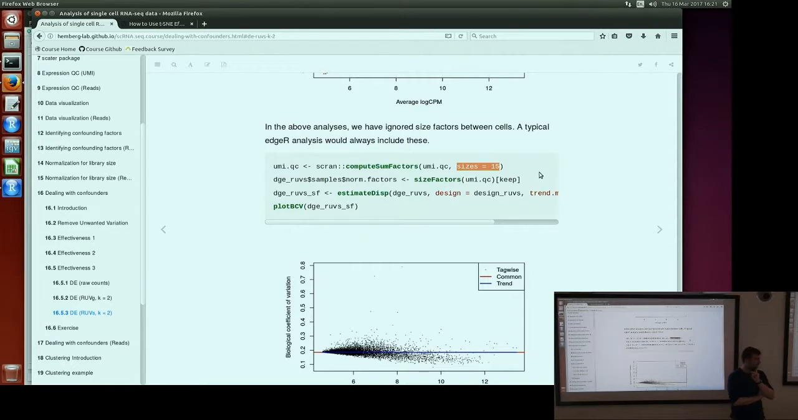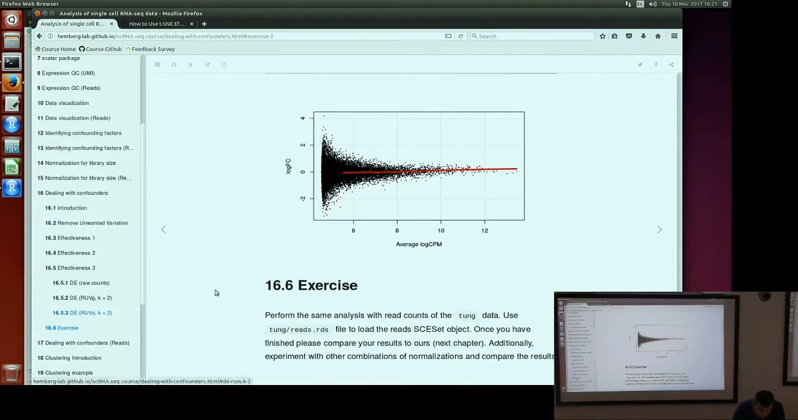So I think this is pretty much the last chapter for today. Well, it's a big exercise, right? So it will be the usual thing where you work your way through the exercise of using the reads instead of the UMIs for dealing with the confounders. Once you're done with that, you can head out of here, and we'll see you at 9:30 tomorrow.